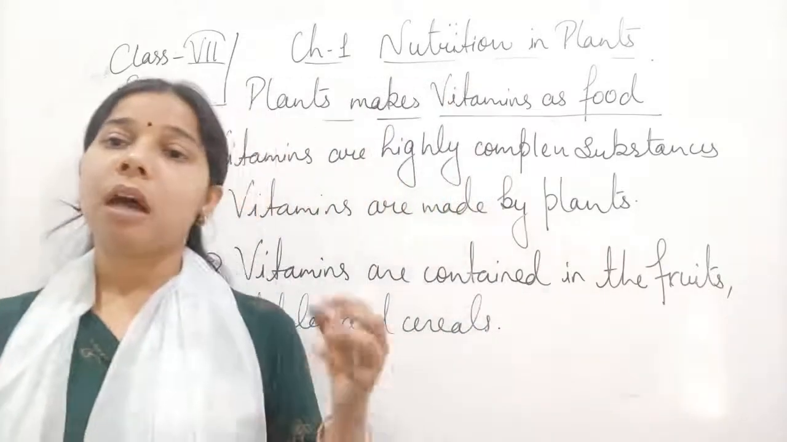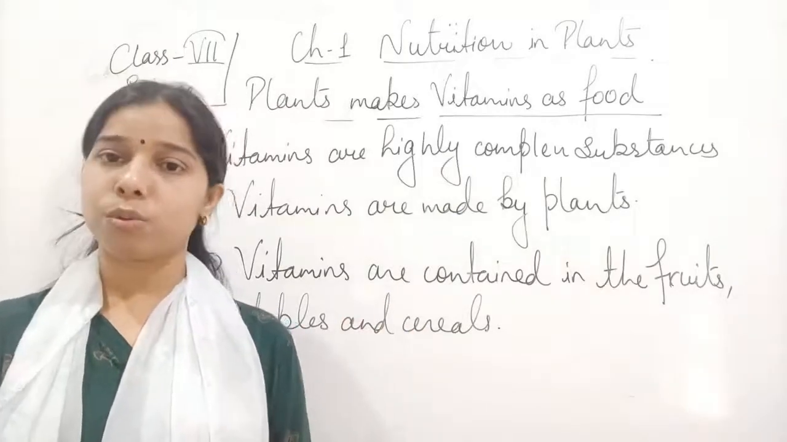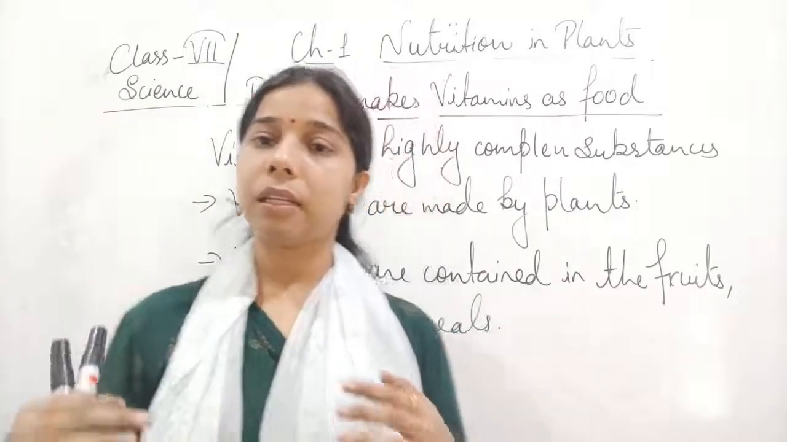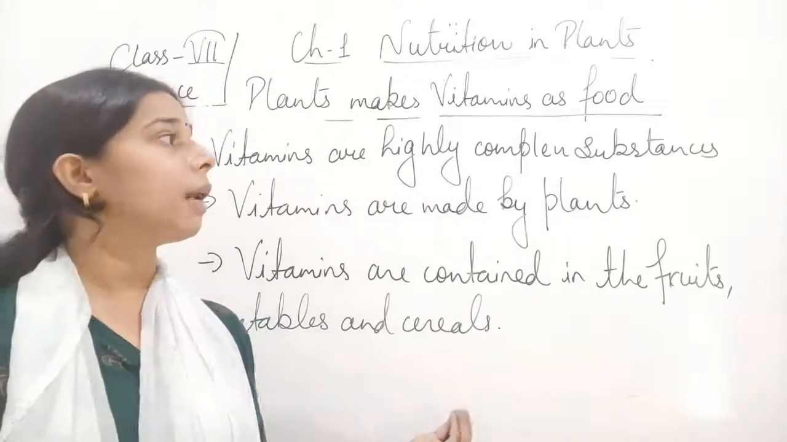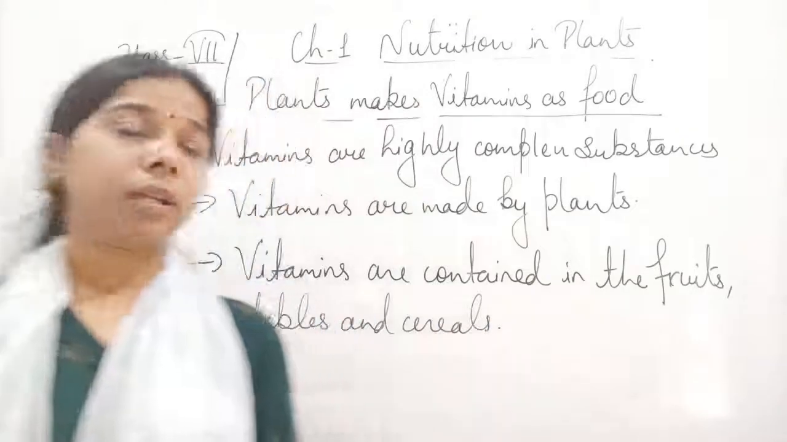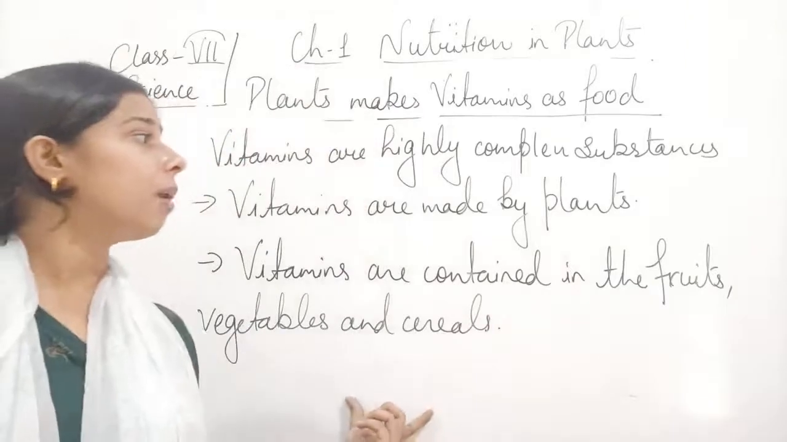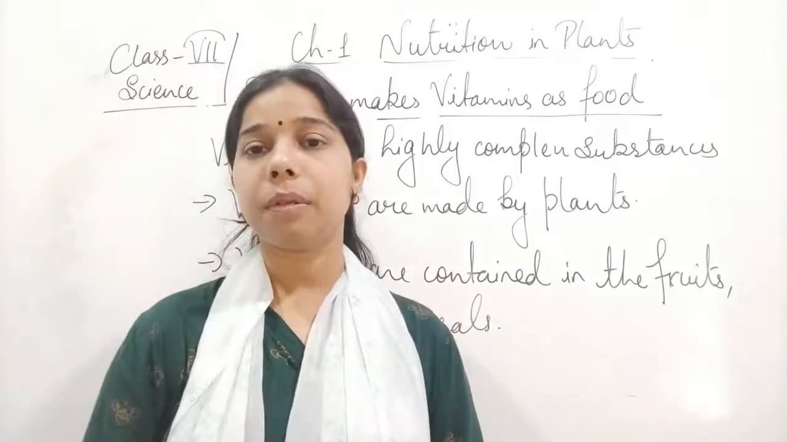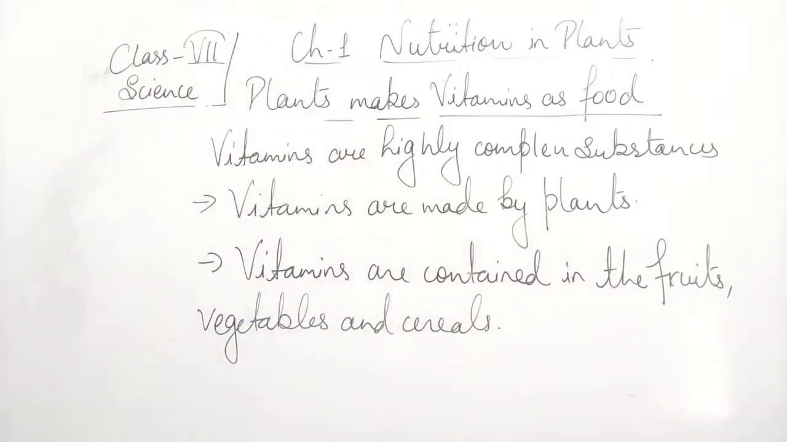In the case of protein, along with carbon, hydrogen and oxygen, it needs nitrogen. It is not able to get nitrogen from the atmosphere, so plants take the nitrogen in the form of the mineral nitrate from the soil and combine it with the carbohydrate, and ultimately this helps in the formation of protein. Plants also make vitamins as food. They obtain these vitamins from different parts like fruits, vegetables, or cereals, students.